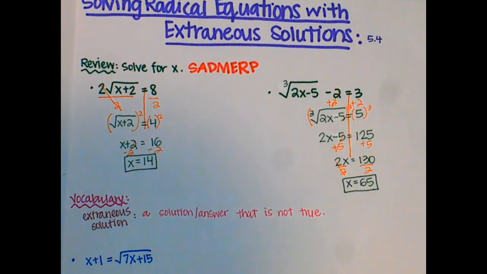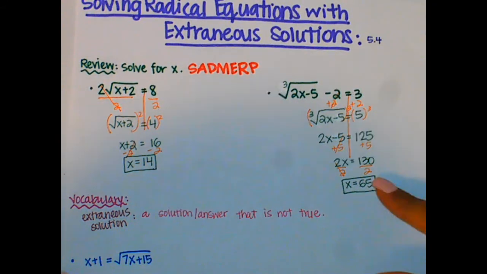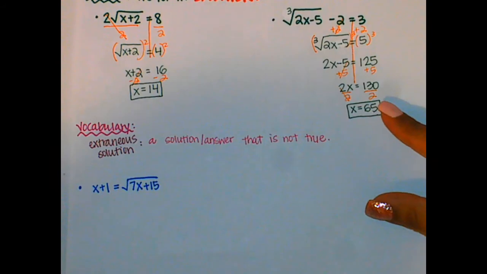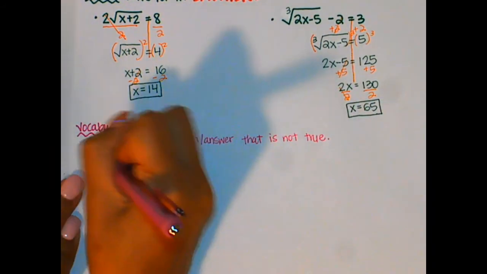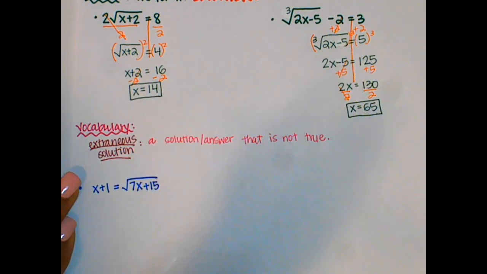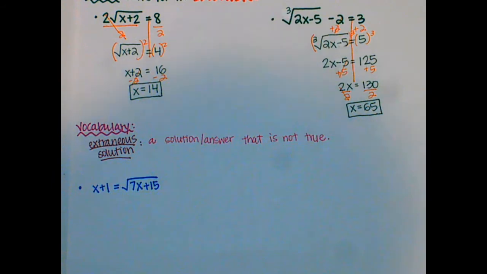Okay, so before we get started with the new thing for today, we're going to hit some vocabulary. We're going to talk about an extraneous solution. So an extraneous solution is a solution or an answer that is not true. Now, I know that might not make sense right now, so we're just going to go ahead and jump into a problem and then come back to what that actually looks like.